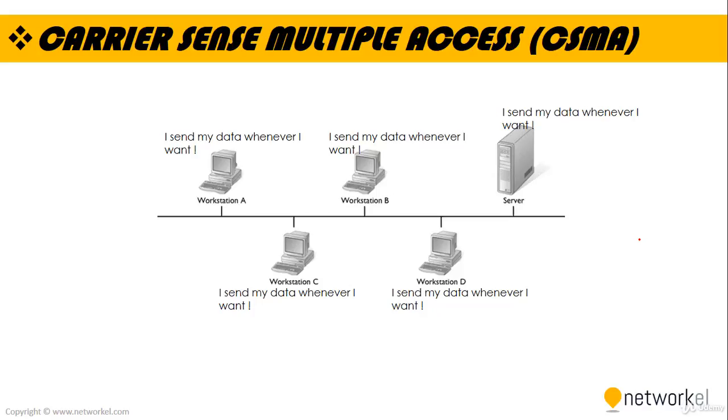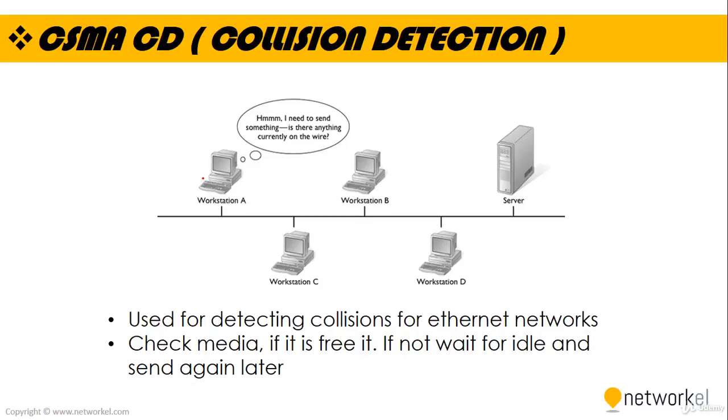In a shared media, devices may want to send data at the same time. The Carrier Sense Multiple Access (CSMA) method is used for sharing the media, but collisions may occur if two devices try to send data at the same time. On the screen, as you can see, all workstations are saying, I send my data whenever I want, and they don't want to share the media. So we have a method named CSMA/CD, CSMA collision detection, used for detecting collisions for Ethernet networks.